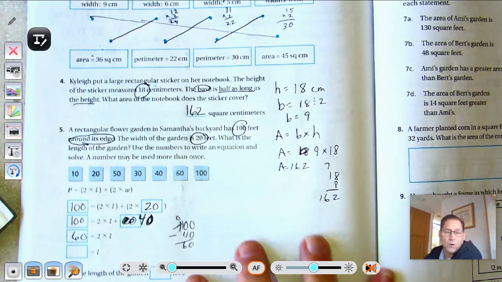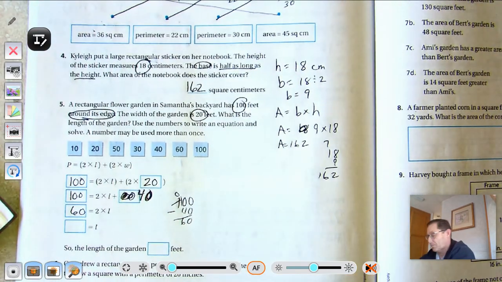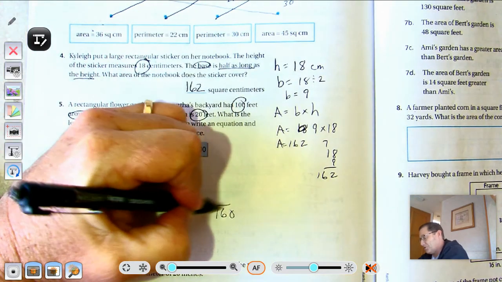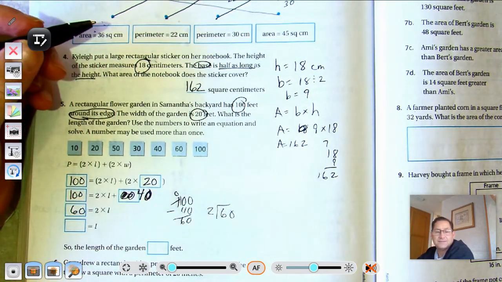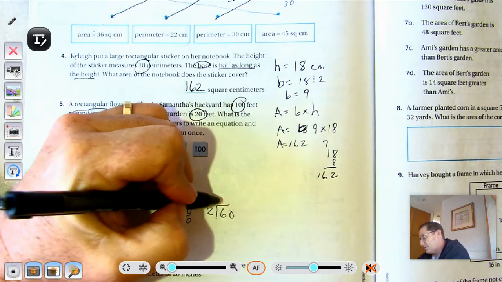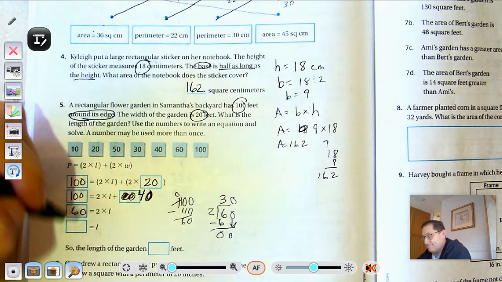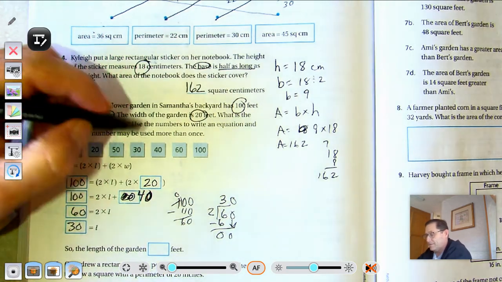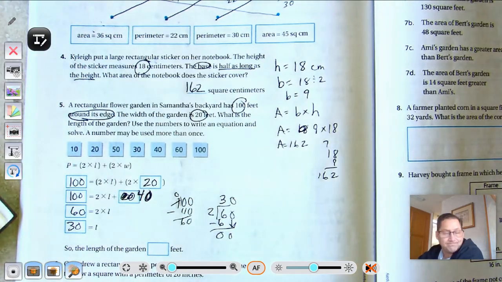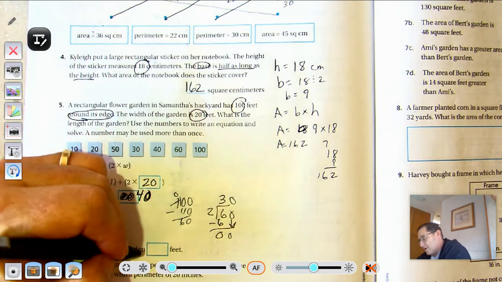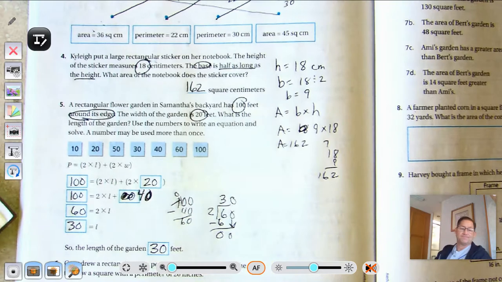So 2 times what is 60? Well, we can divide if we're not sure. How many tens can I put into 2 groups? 3. So 30. Okay. So the length of the garden is 30 feet.